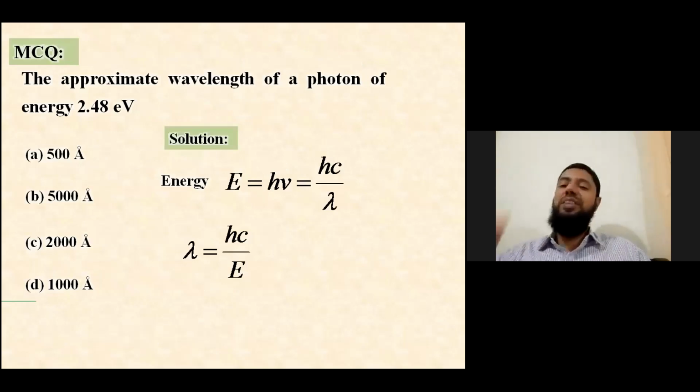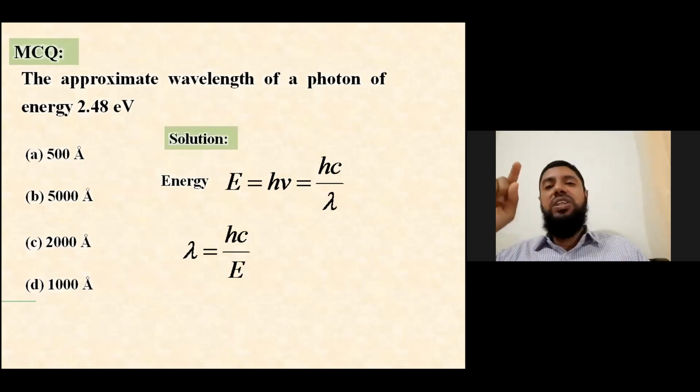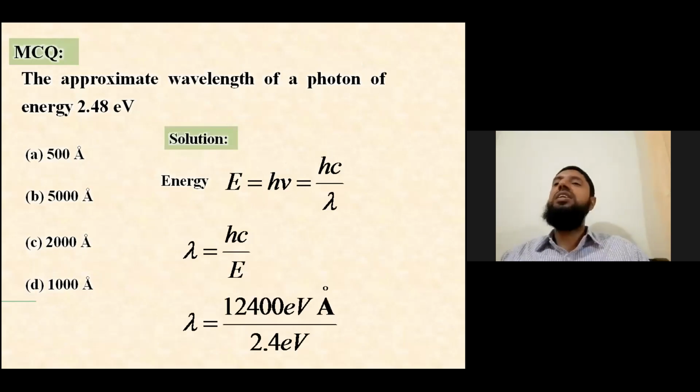Now what value of hc should we put? We put 12,400 electron volt Armstrong. hc is 12,400 electron volt Armstrong divided by E. The energy of photon is given as 2.45.